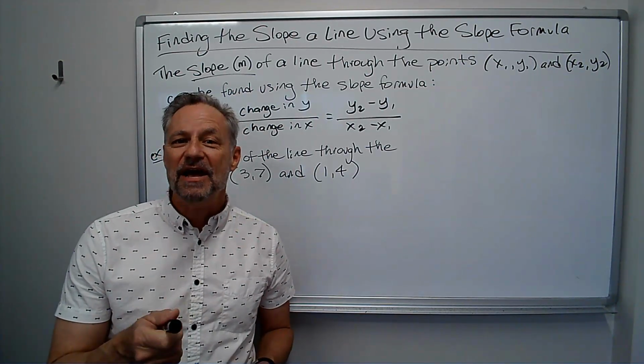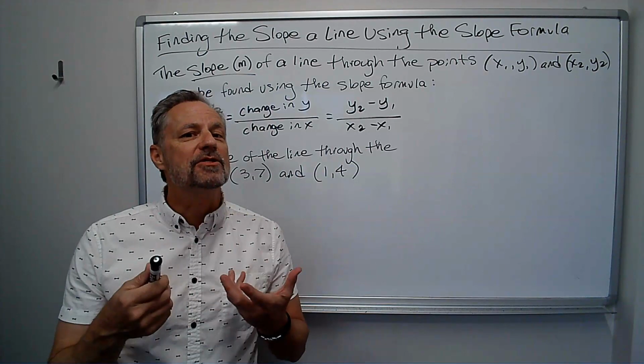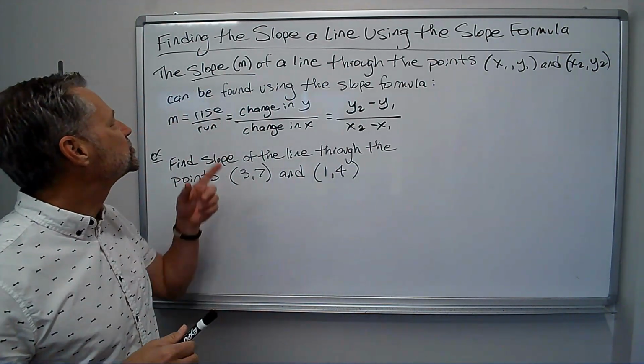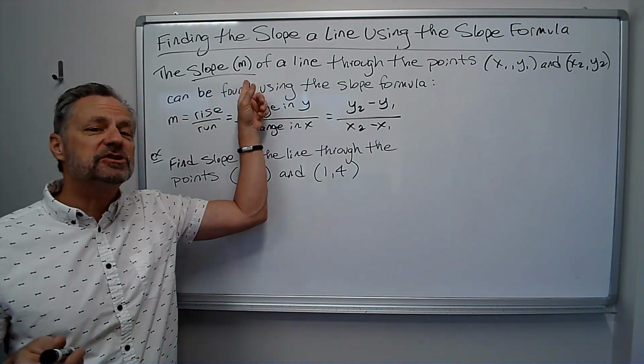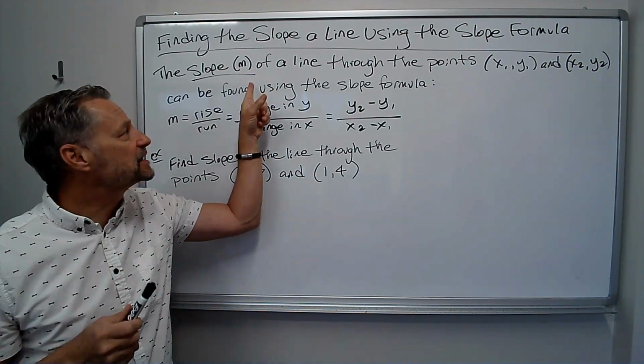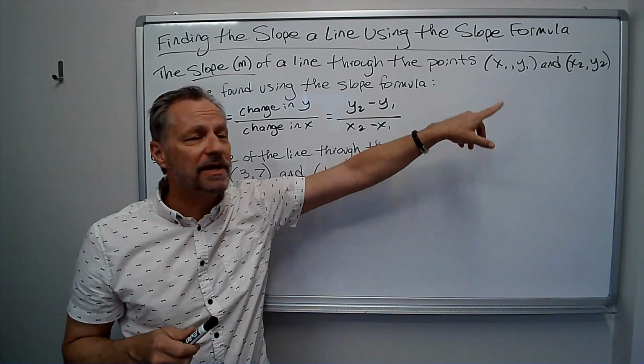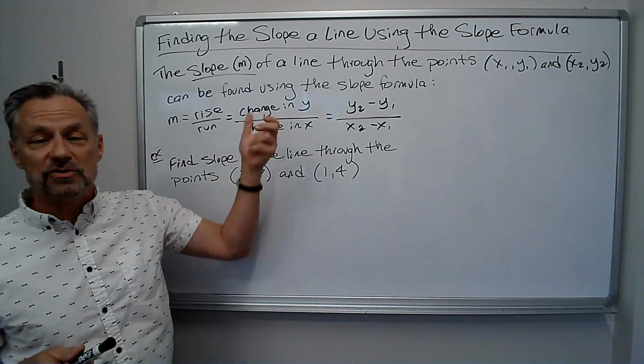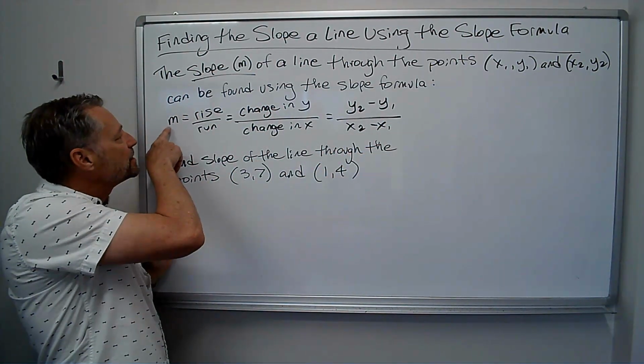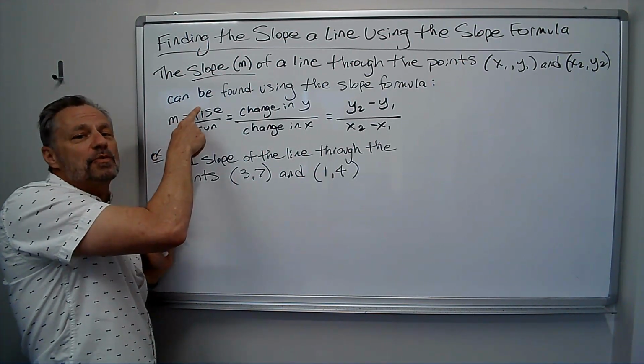We're talking about how to find the slope of a line through 2 points. Okay, so the slope, and they give slope the letter M, interestingly enough. The slope of a line through the points x1, y1, and x2, y2 can be found using the slope formula. Well, the slope M, think of it as the rise over the run.